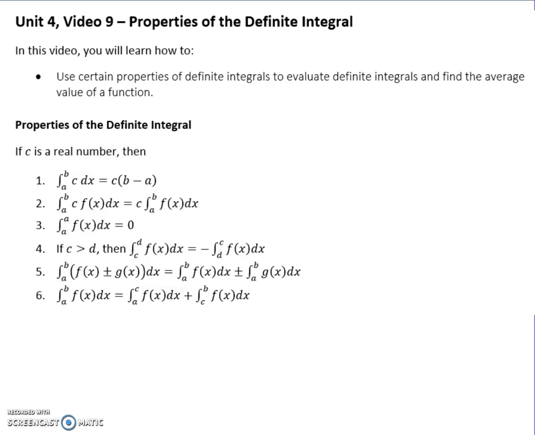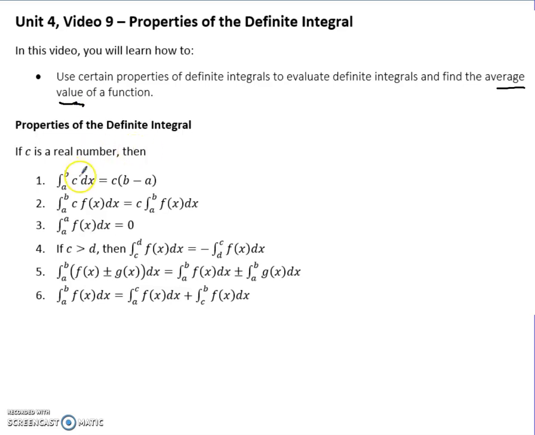All right, so let's get right into video 9. These are all about properties of your definite integrals. Let's just go through some of them, and they'll help us use some shortcuts to evaluate integrals. And then we're also going to add something about finding the average function value of a function.